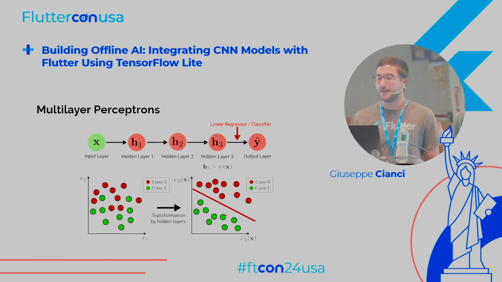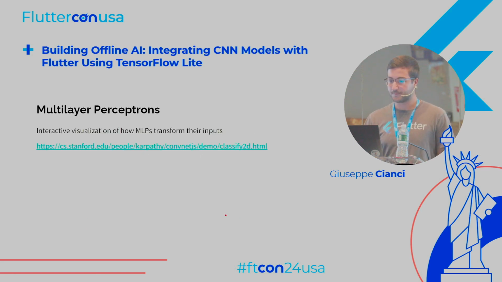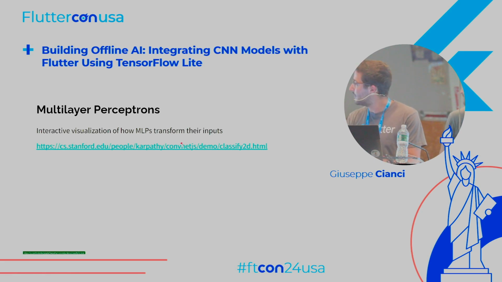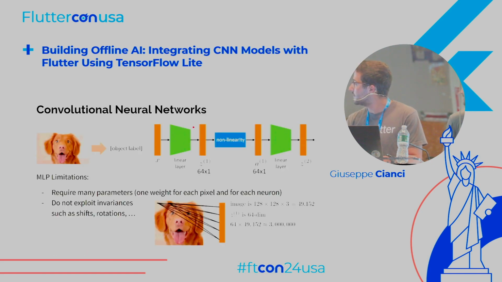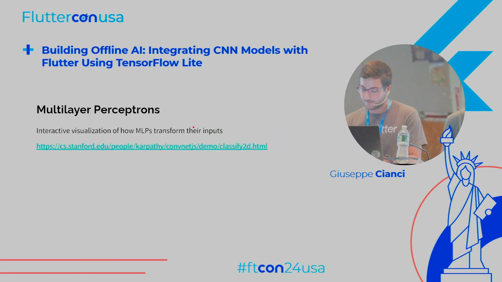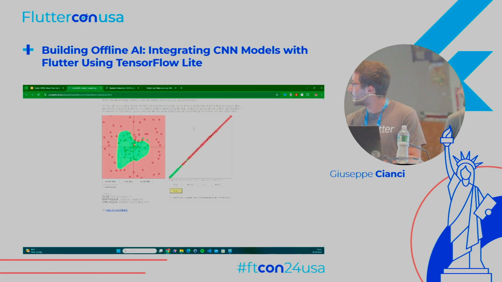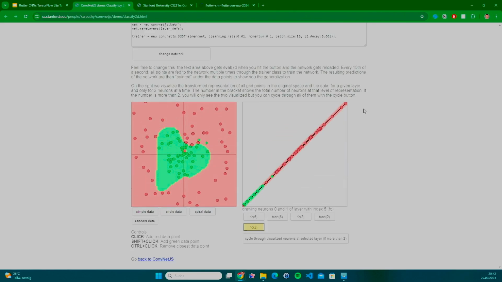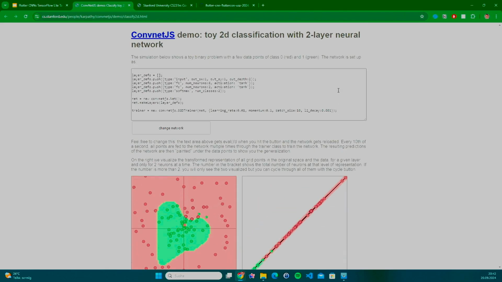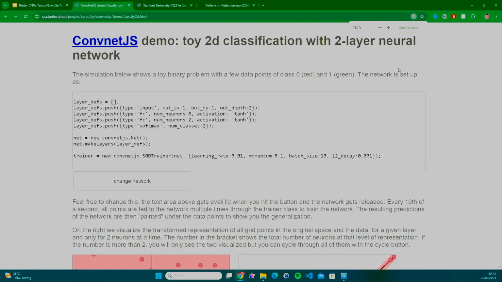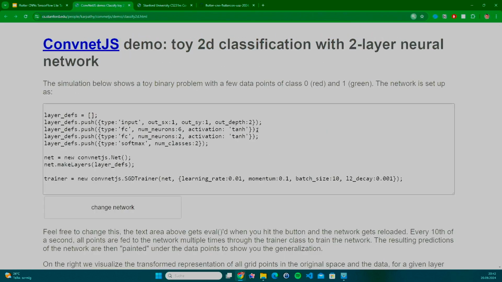And theoretically, if you have enough layers and neurons, you can express any function with an MLP. So let's look at this in practice. Okay, so this is an MLP running live in your browser. Here's the definition of it.